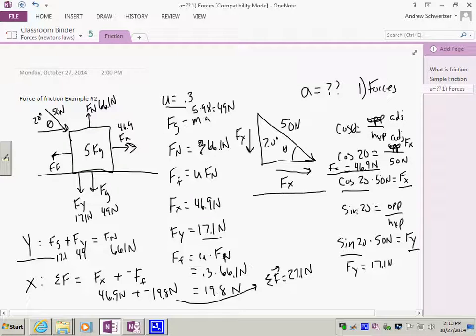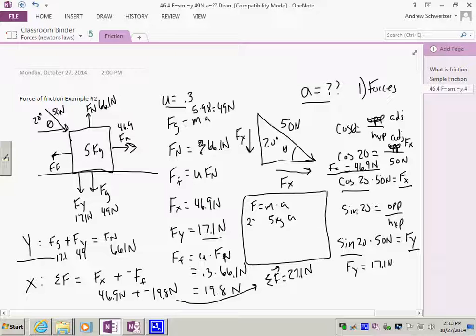The last thing we might want to do, as the problem asks, is let's get the actual acceleration of the box. Force equals mass times acceleration. We've got a mass of 5 kilograms. Force is 27.1 newtons. Divide out, and in this case, without estimating, 27 divided by 5 equals exactly 5.4. The acceleration equals 5.4 meters per second squared.